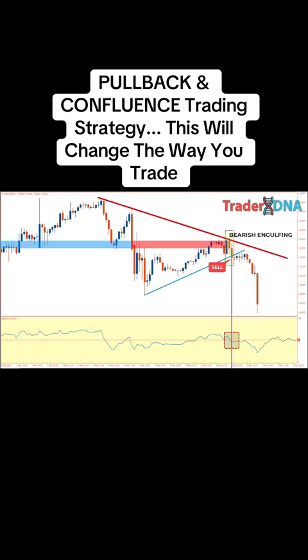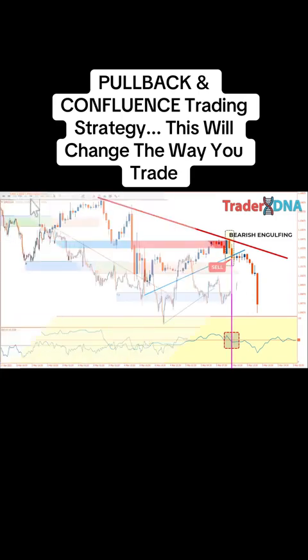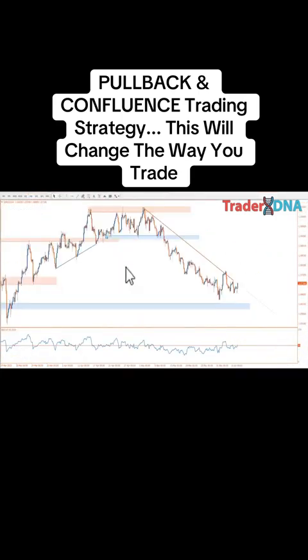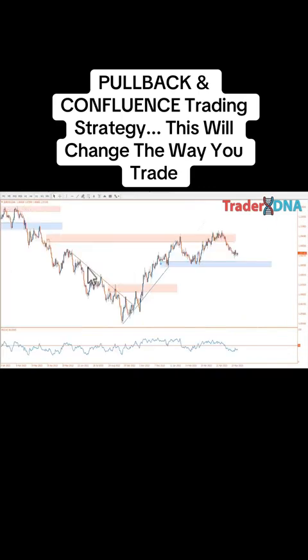So, I've just shared with you a simple pullback trading strategy that you can start using right away, because this is purely a price action strategy. But if you prefer, I have provided a trading system that can automatically assist you in quickly and accurately identifying confluence areas, as I am demonstrating here.